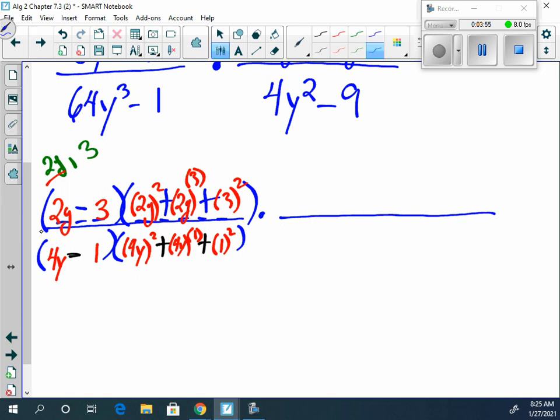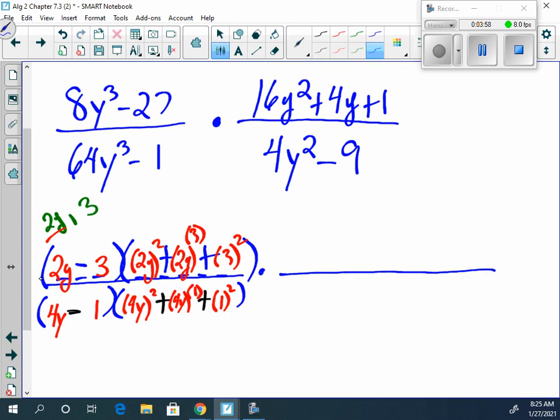Okay. Now we'll look at factoring the other two. So the top one, we have 16y squared plus 4y plus 1. So we look at this here. Since our constant term, the third term, is positive, it means the signs are the same and they match the sign of the middle term, which will be positive and positive. Now we need to look at the factors of 16.